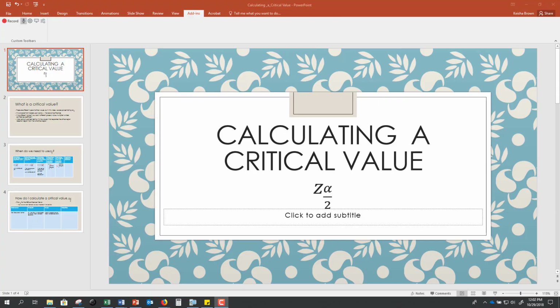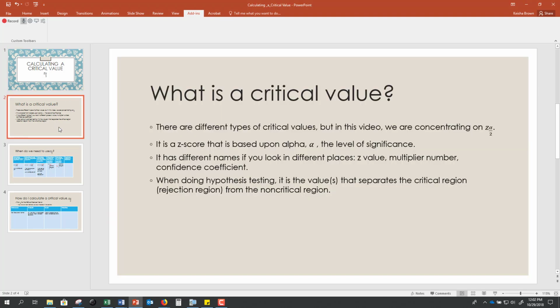In this video, we will be talking about how to calculate a critical value, specifically z sub alpha over 2. So the first thing we want to discuss is what is a critical value. There are different types of critical values based on different distributions, but in this video we're concentrating on z sub alpha over 2. And what it is, it's a z-score that's based upon alpha, your level of significance. So 90% level of significance versus 95 versus 99. There are different z values associated with those.